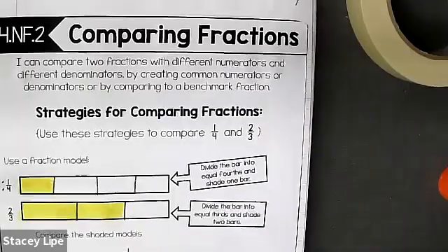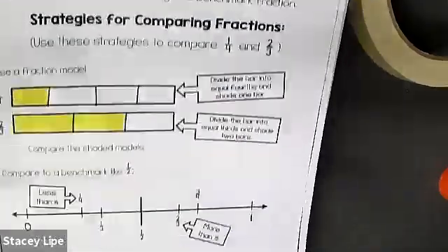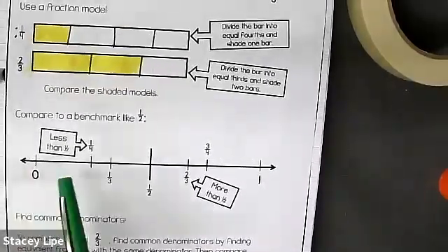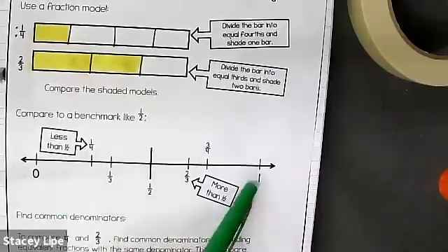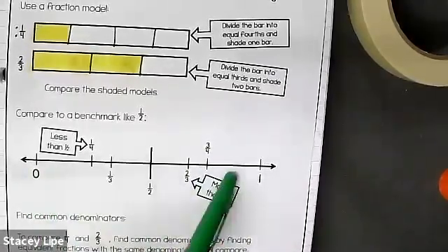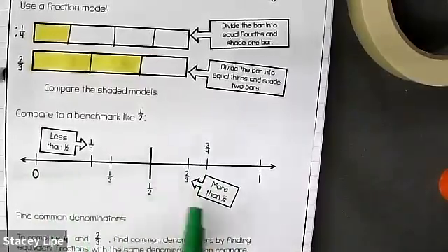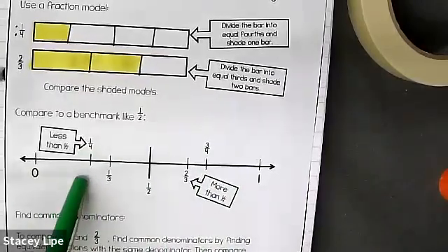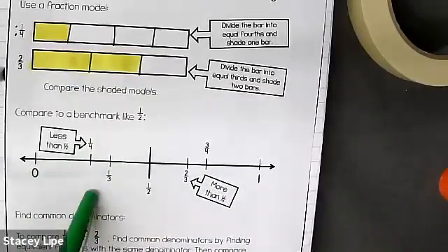So now moving down to the next strategy, compare to a benchmark like 1/2. If you just look at this, we have a number line between 0 and 1, and the things that fall between 0 and 1 are fractions or decimals. Fractions and decimals are the exact same thing. 1/4 is the same thing as 0.25. They're just different ways to show those numbers.